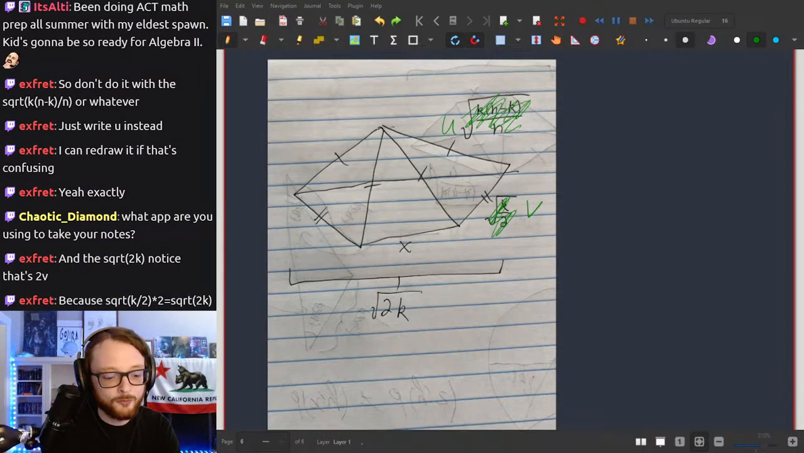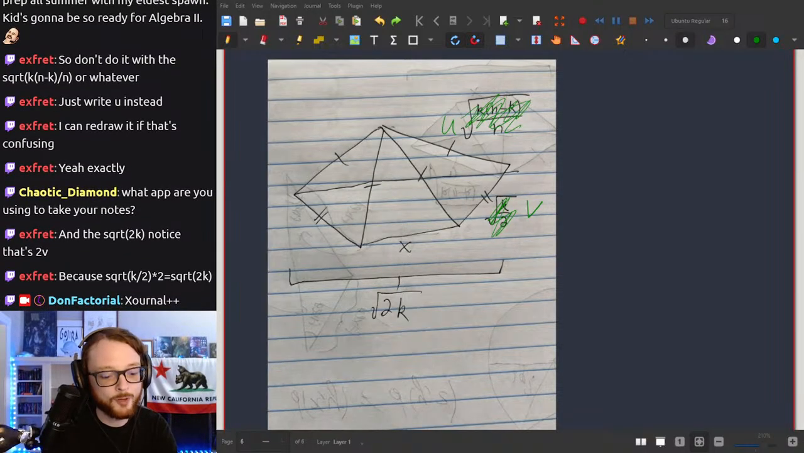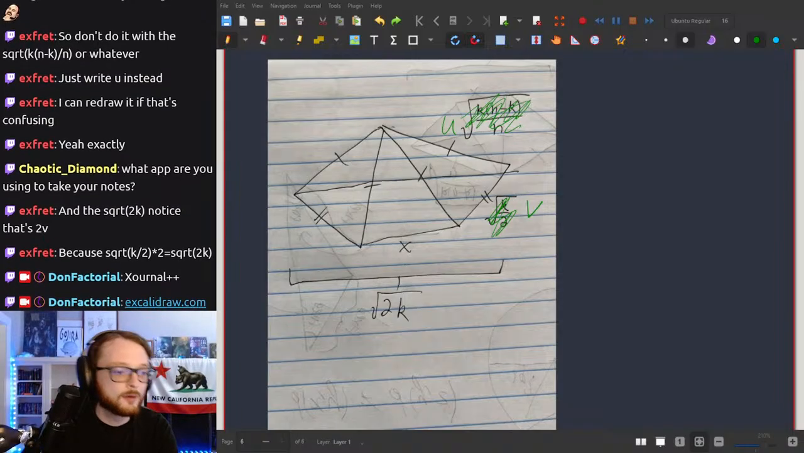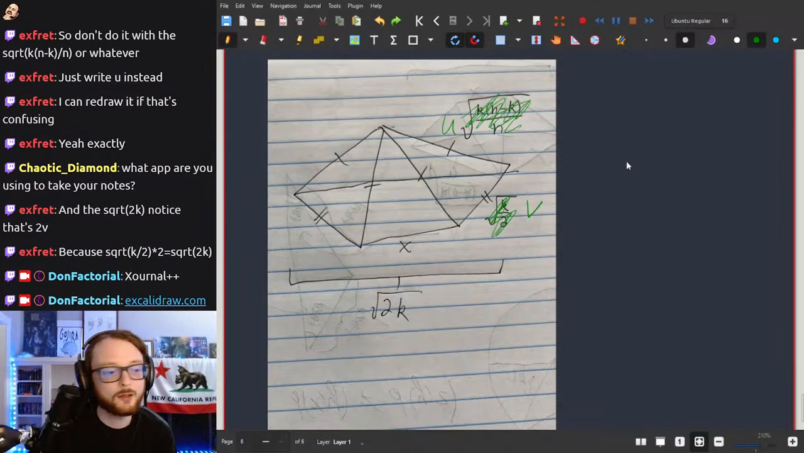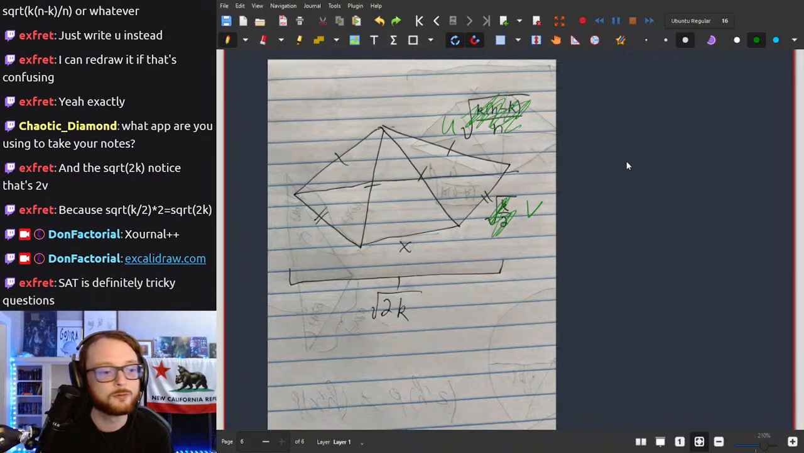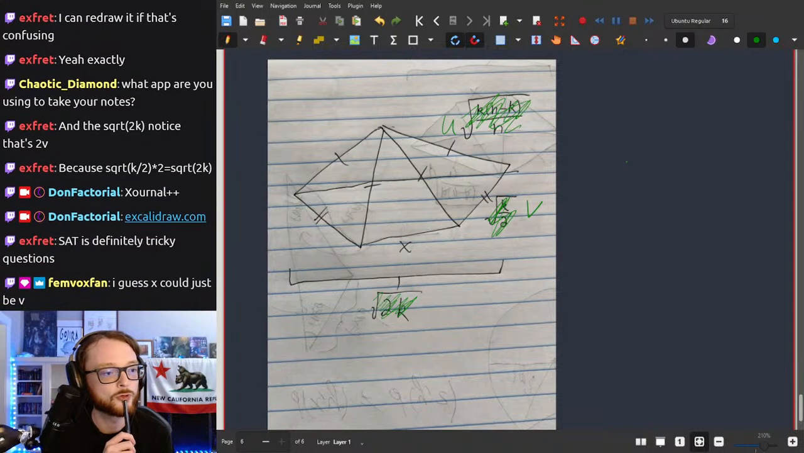The program I'm using is called Journal++. If I'm collaborating, I use Excalidraw.com. A lot of people on Windows use Microsoft OneNote. I never tried it for myself, but that's another option to consider too. I think it's free, or this is a version of it that is free.